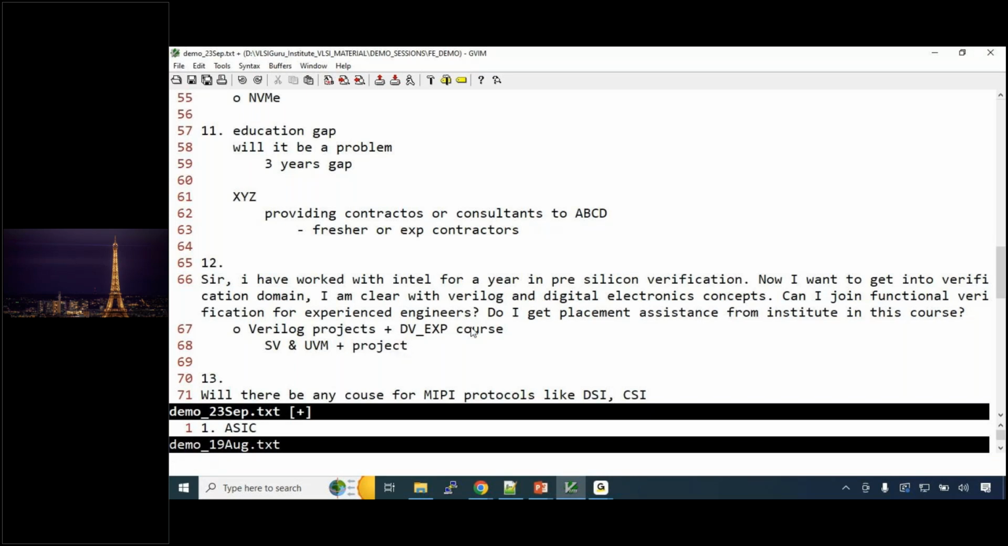If someone says I will only take the AXI protocol, will you give me placement support? I don't, because if he has done SV UVM somewhere, I don't know whether he learned it or not, I don't know his expertise with the subject. Unless I know, I cannot consider him for placements.